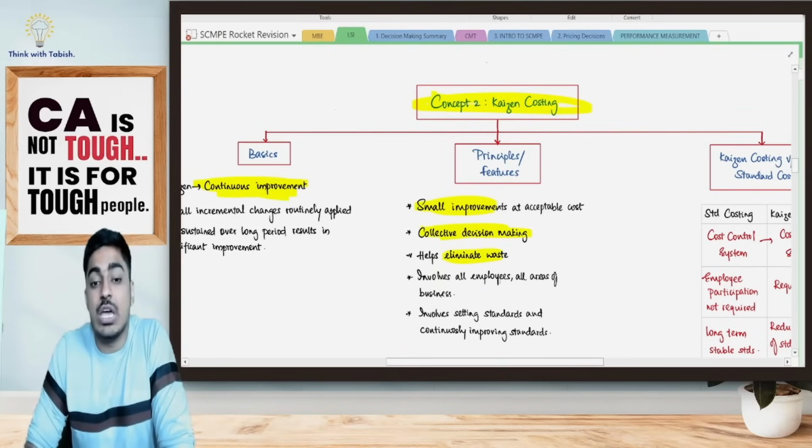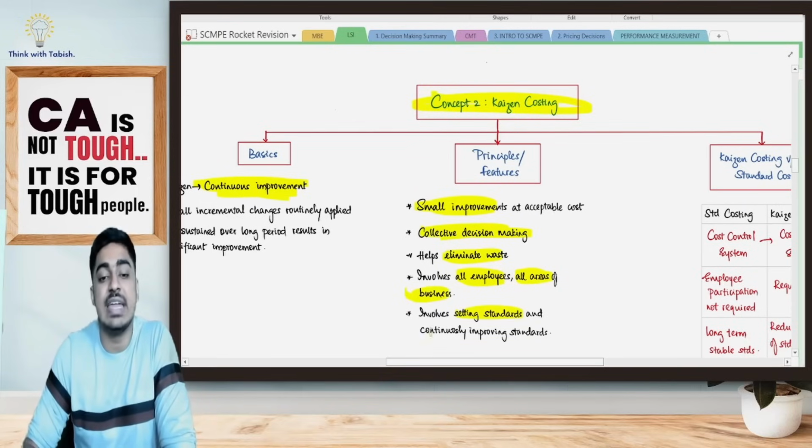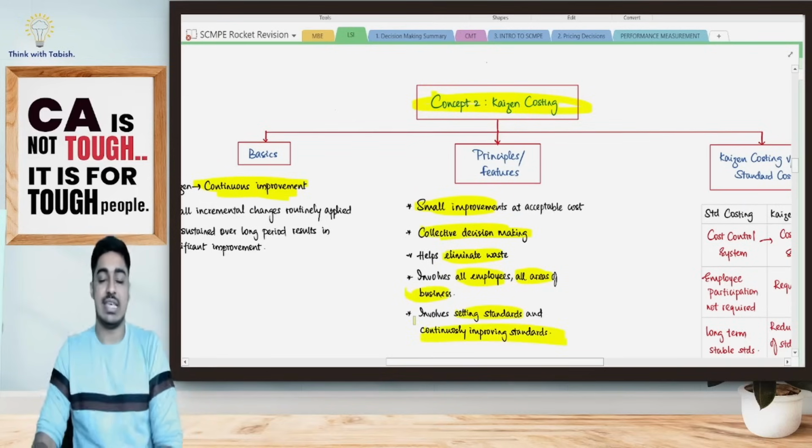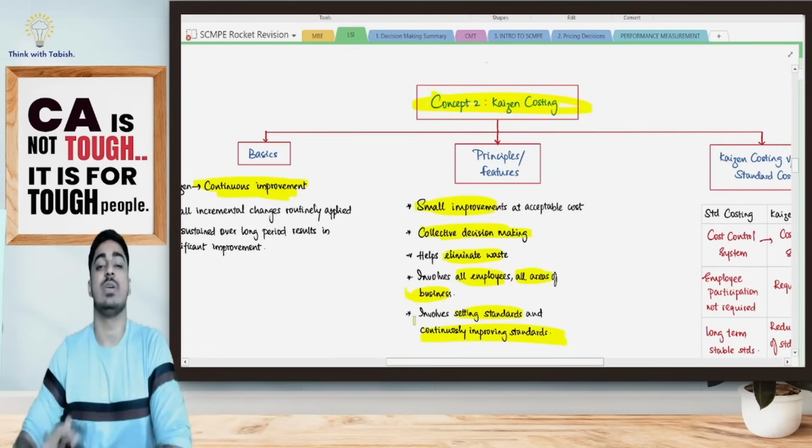It involves all employees and all areas of business, involving from start to end. It involves setting standards and continuously improving the standards. I'll be setting standards for a month. Continuously, I'll try to improve my standards every month.